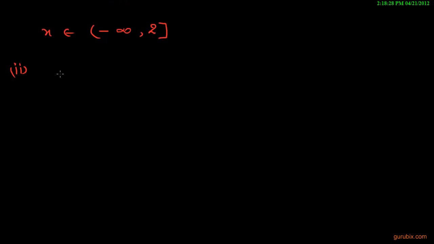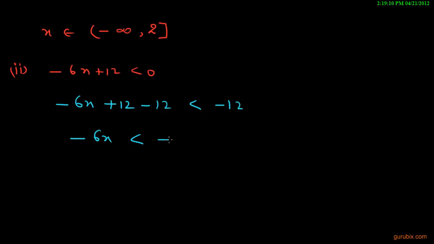In the second part we are given the inequation 6x plus 12 less than 0. Same as here, we can subtract the same number from both the sides of this inequation. Then it will be 6x plus 12 minus 12 less than 0 minus 12. We can subtract the same number from both the sides of this inequation without changing the sign of inequality. Then it will be 6x less than negative 12.